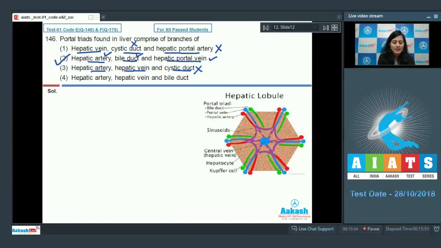The fourth option given is hepatic artery, hepatic vein, and bile duct. And this is also incorrect because it is not hepatic vein but hepatic portal vein, which is a part of portal triad. So the correct answer for this question is option number 2. Let's move on to the next question.